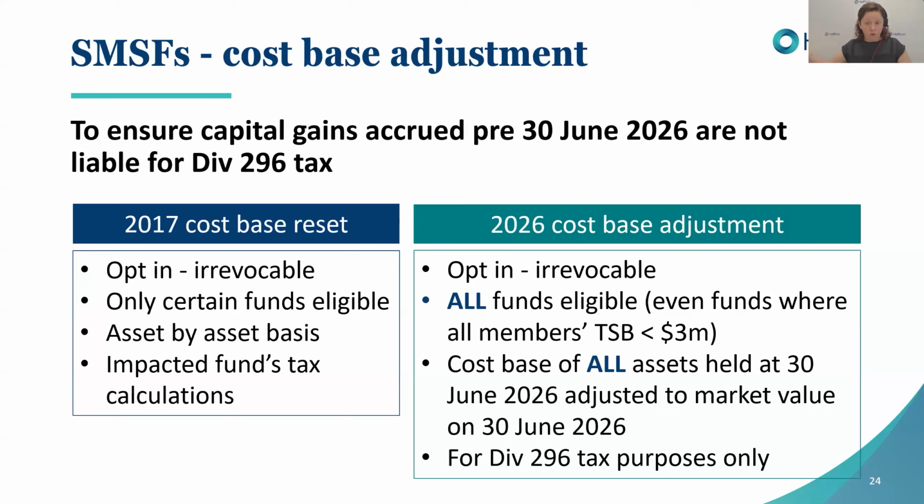And that's because their balances might grow to more than $3 million in the future. So if they opt in, it might be useful to them in the future if they move into Div 296 territory. If we opt in, then the cost base of all of the assets that the fund holds on 30 June 2026 are going to be adjusted to the market value of those assets on 30 June 2026, but it's going to be for Div 296 purposes only. So the fund's actual cost base will remain the same, and we're going to have a special cost base for Div 296 tax purposes only.